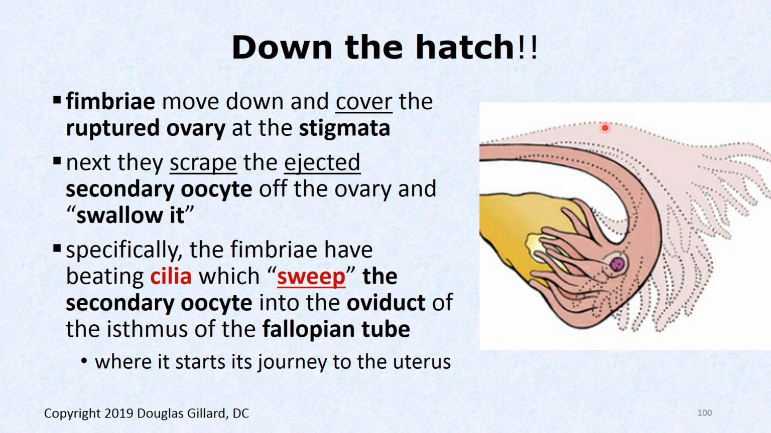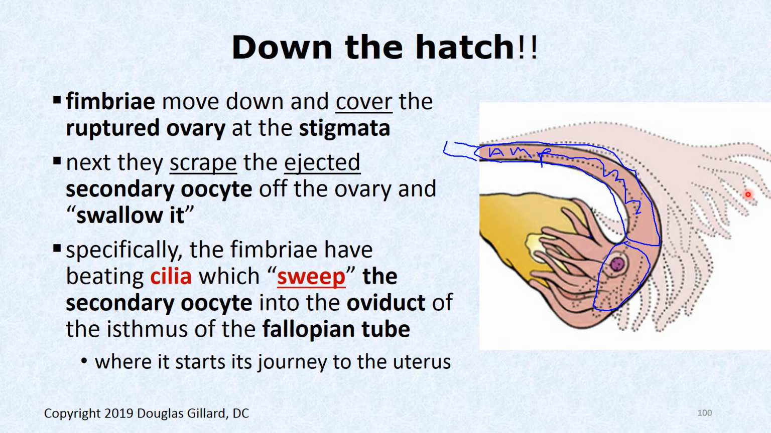Okay, down the hatch. So here's the fallopian tube, right? This is the fallopian tube. Remember, there's the ampulla. The isthmus would be connecting to the uterus. It'd be up in here somewhere. Then we have the infundibulum, is this region right here. So this is all ampulla from here up to the infundibulum, right? This is where fertilization occurs in the ampulla.